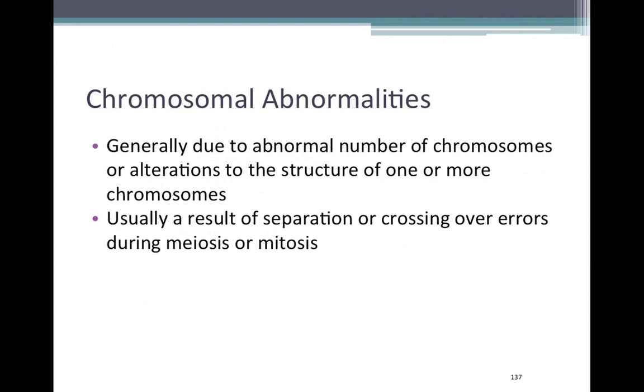Now, there's lots of different types of chromosomal abnormalities that can occur, but typically if someone survives a chromosomal abnormality, it's usually due to an abnormal number of chromosomes or an alteration of the structure of the chromosome. And this usually results from difficulty with either separating the chromosomes during cell division, or an abnormal shuffling of chromosomes during crossing over, which occurs during prophase 1.